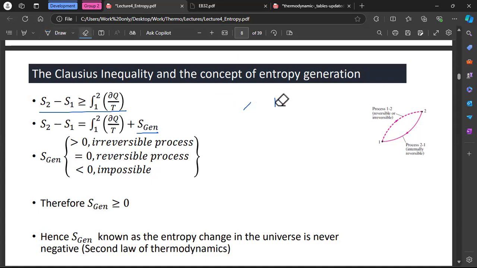Why is that so? Because if it is greater than 0, then it means that indeed this expression here was less than the expression on the left. And if that's the case, it is less than what we were going to assume for an internally reversible system. So it means it is irreversible. But if it is equal to 0, then it means that this expression here was already equal to S2 minus S1. So it was already a reversible process.